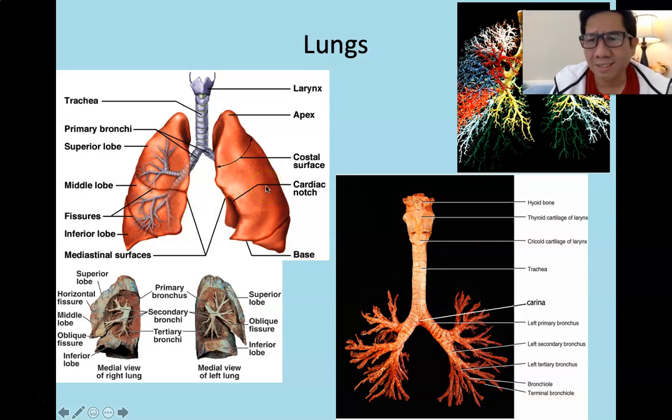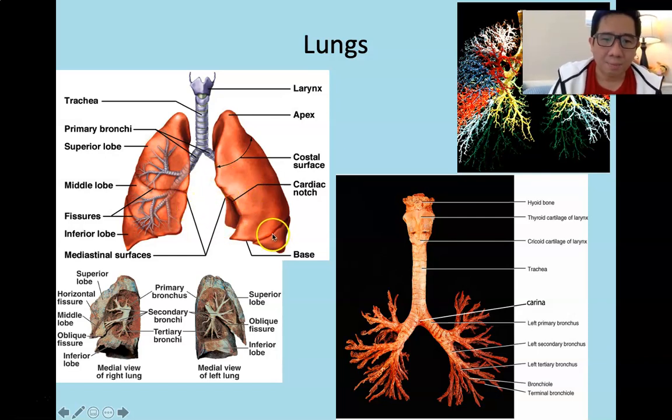Why does it do that? Why aren't we symmetrical? Well, what's on this side? What takes place on this side? The majority of this side has the heart. The heart takes place there, so the lung does not divide into a third section on the left side because you have the heart there.